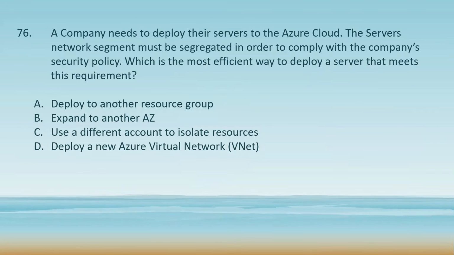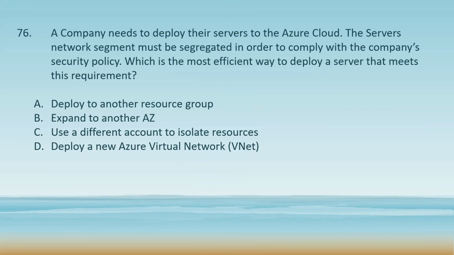A company needs to deploy their servers to the Azure cloud. The server's network segment must be segregated in order to comply with the company's security policy. Which is the most efficient way to deploy a server that meets this requirement? The first option is deploy to another resource group. Deploying to another resource group doesn't mean there is network segregation, so this option is incorrect.